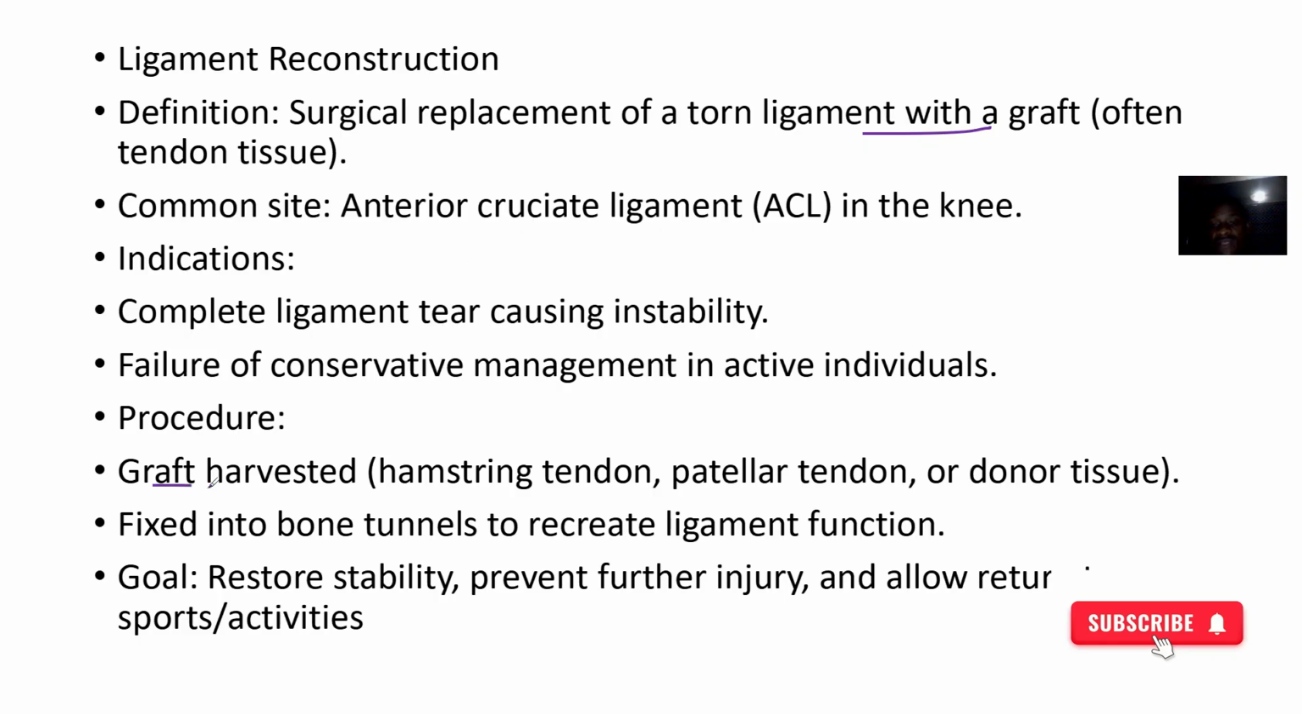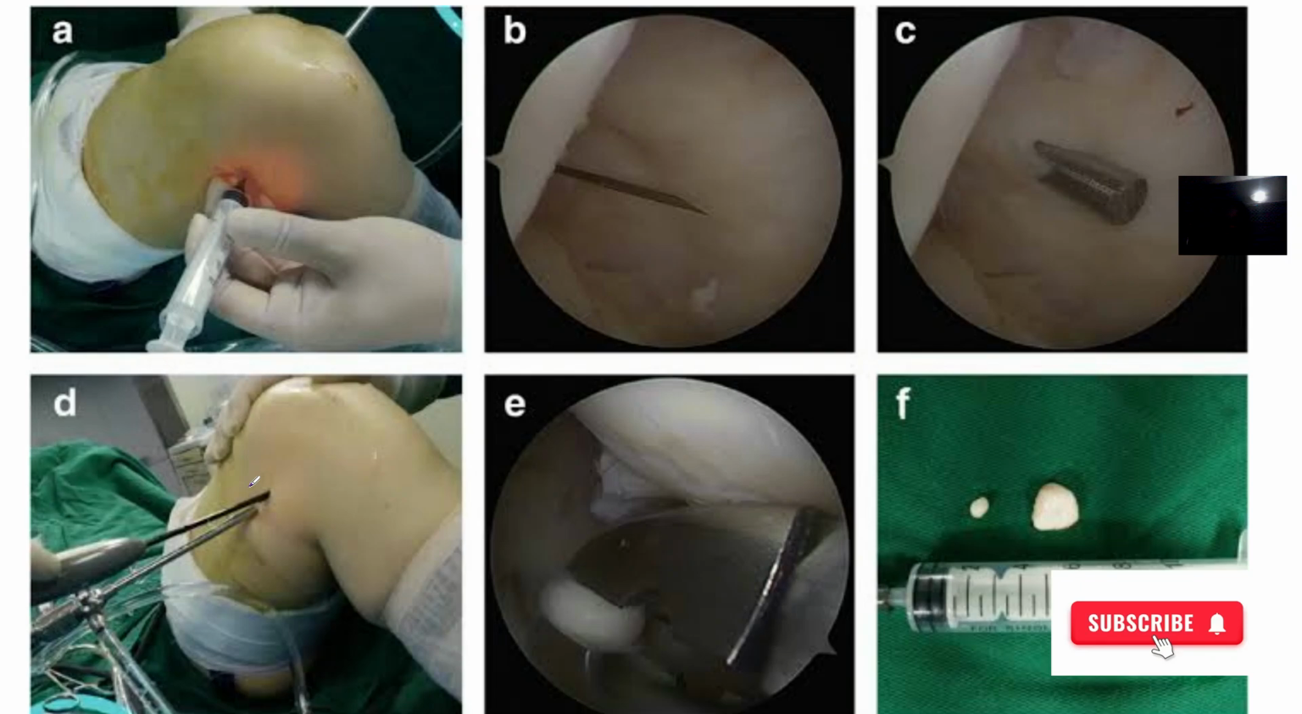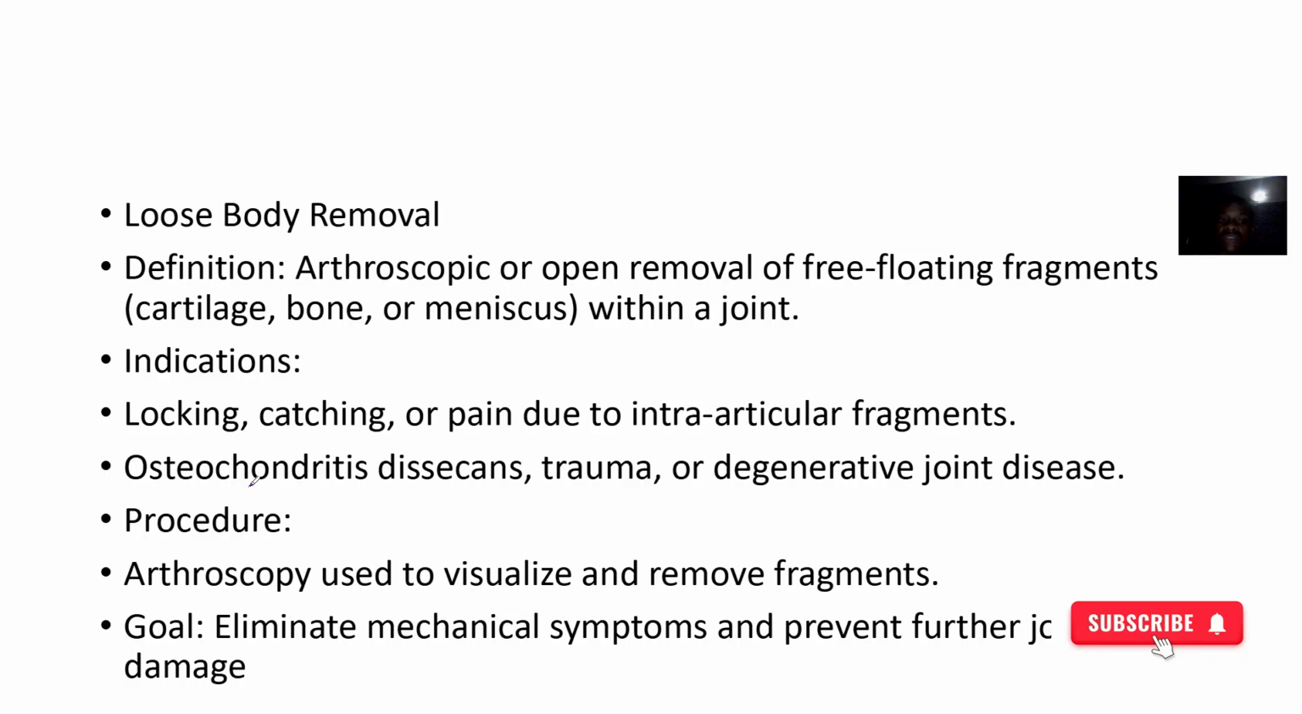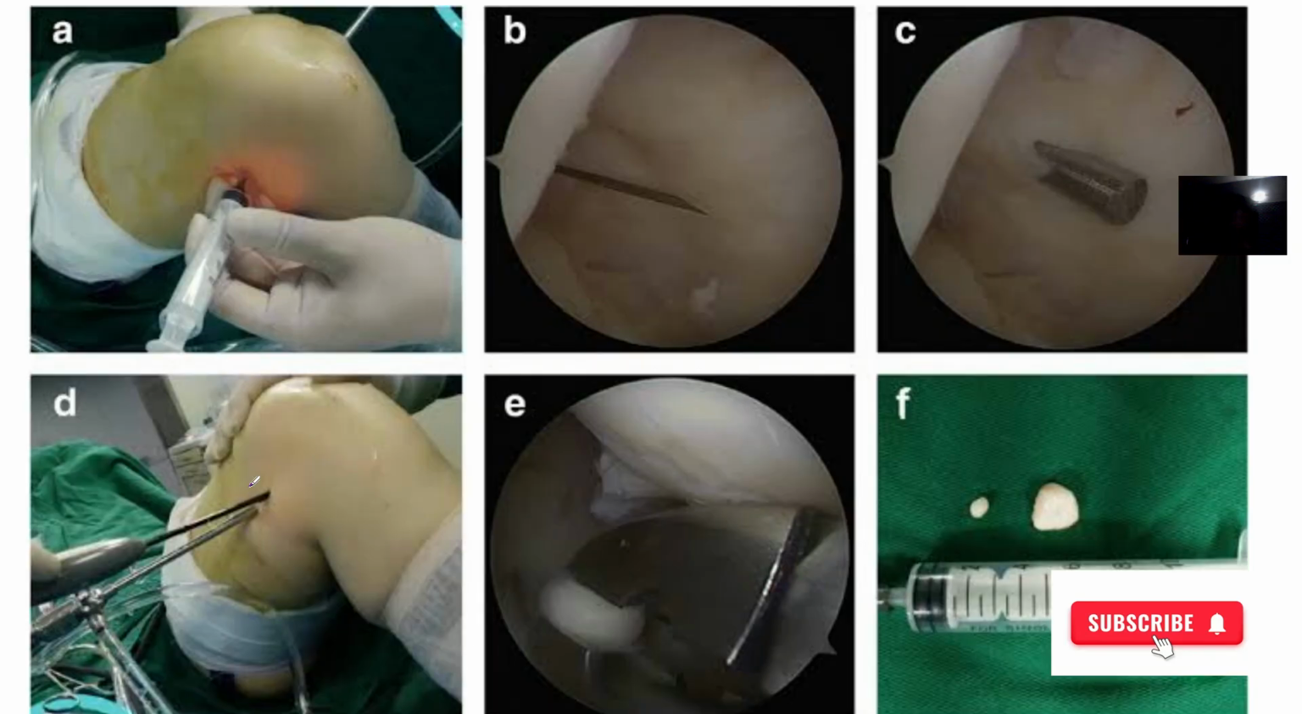Procedure is all those graft harvested. So you harvest the graft, you fix it in where there's a tear, and it kind of like comes up. Then we're looking at loose body removal.